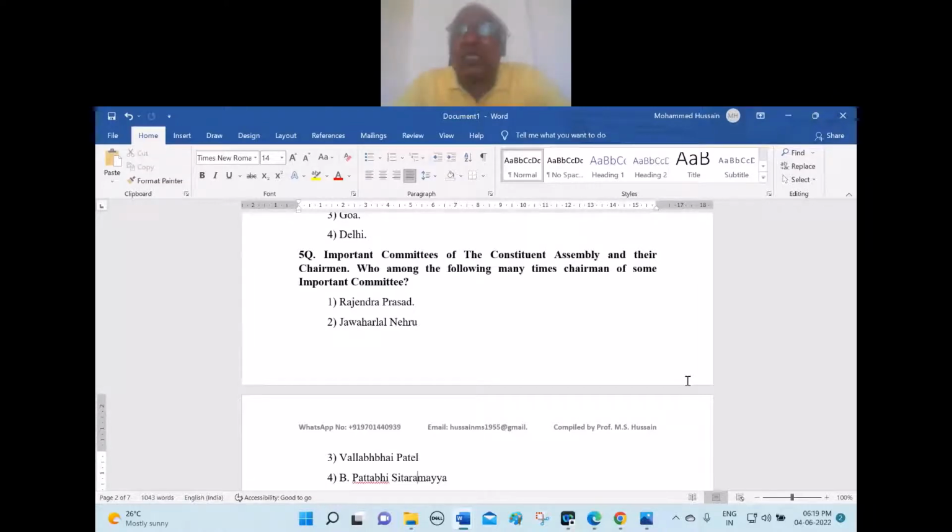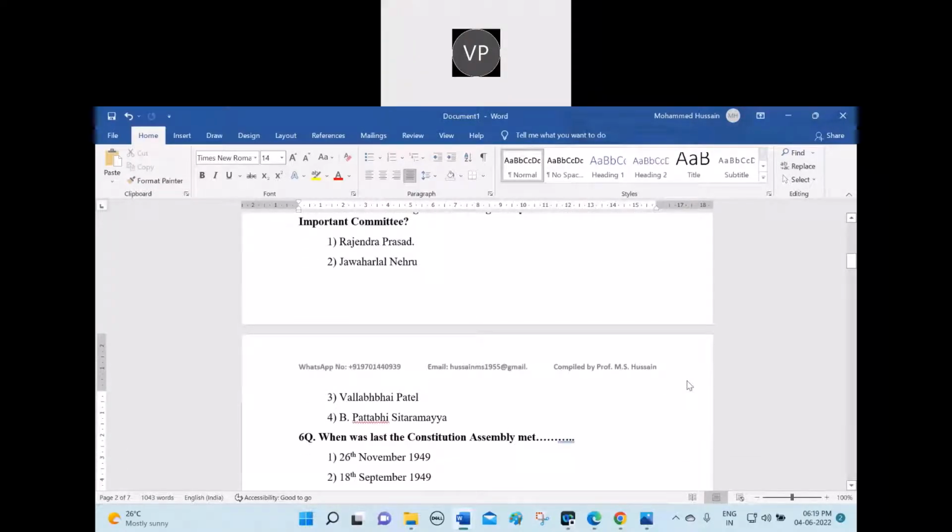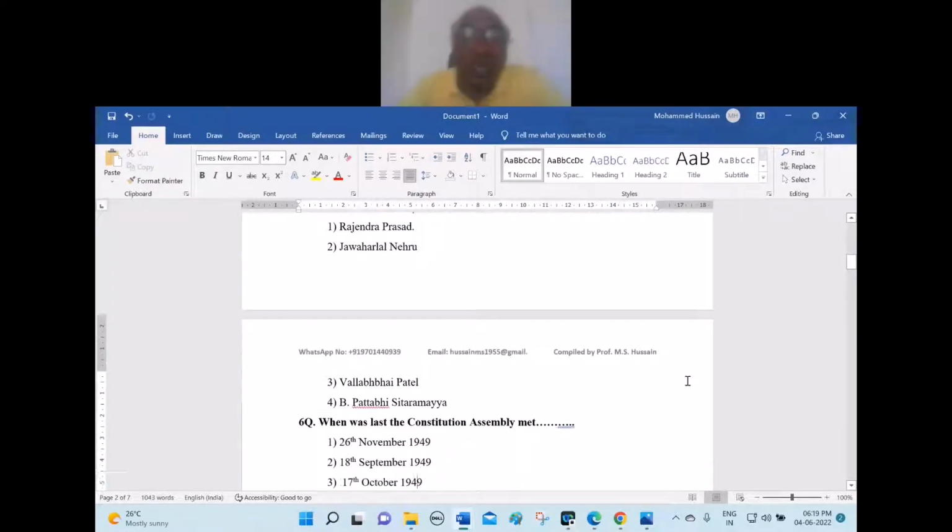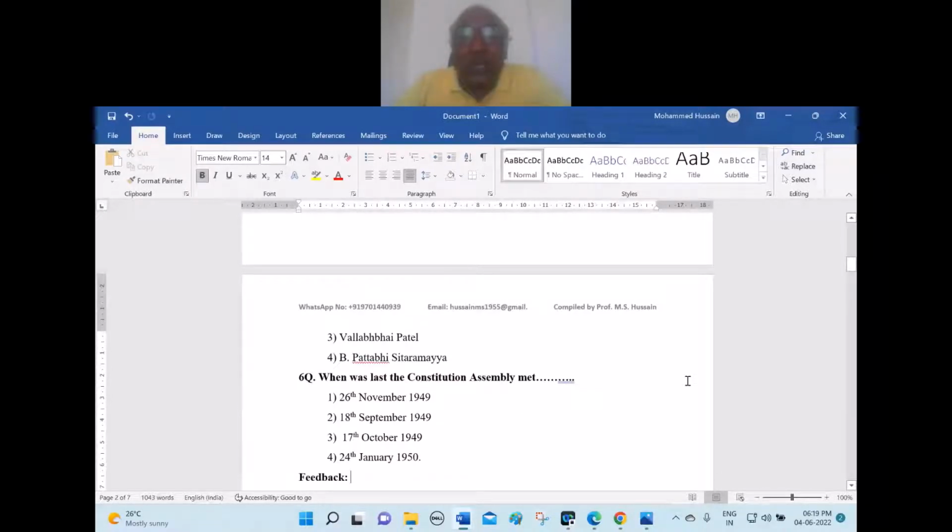Rajendra Prasad. He was the chairman of several different committees at least five times. When did the Constituent Assembly meet for the last time? 26 November 1949. Yes, 26 November 1949.